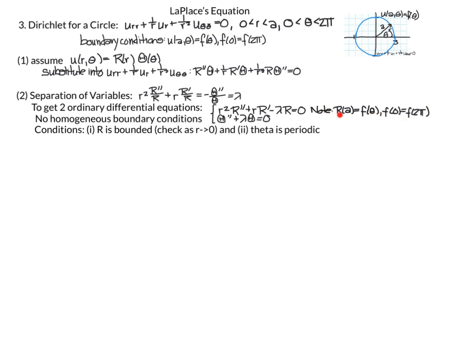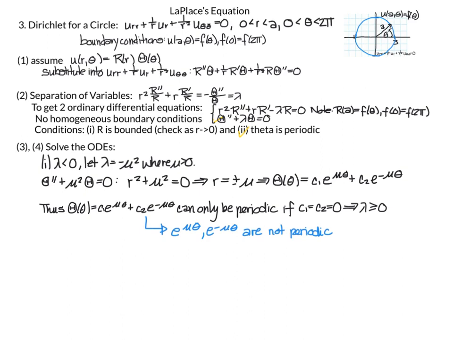One, we have this condition. So u of a, theta is equal to f of theta, and I got this from my u of a. So when radius is equal to a, u is equal to f of theta, and we have that it's periodic. We do also have these other two conditions. R is bounded, so r goes from 0 to a, and when we're very close to 0, R needs to be bounded, and second, Theta is periodic.